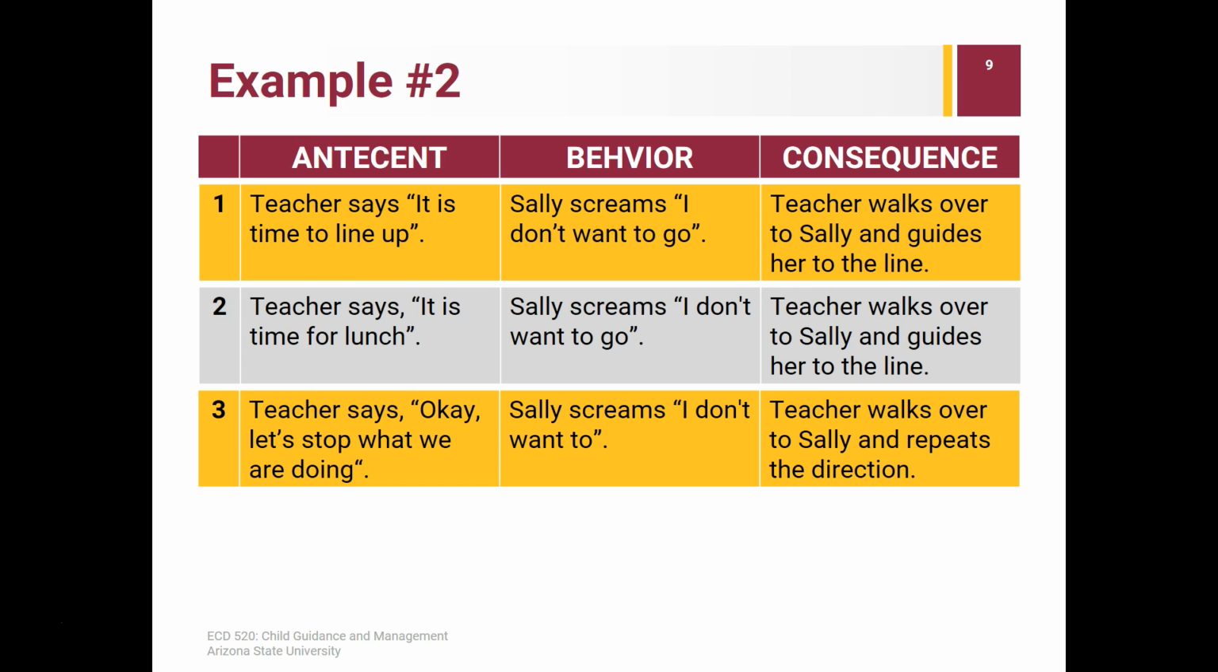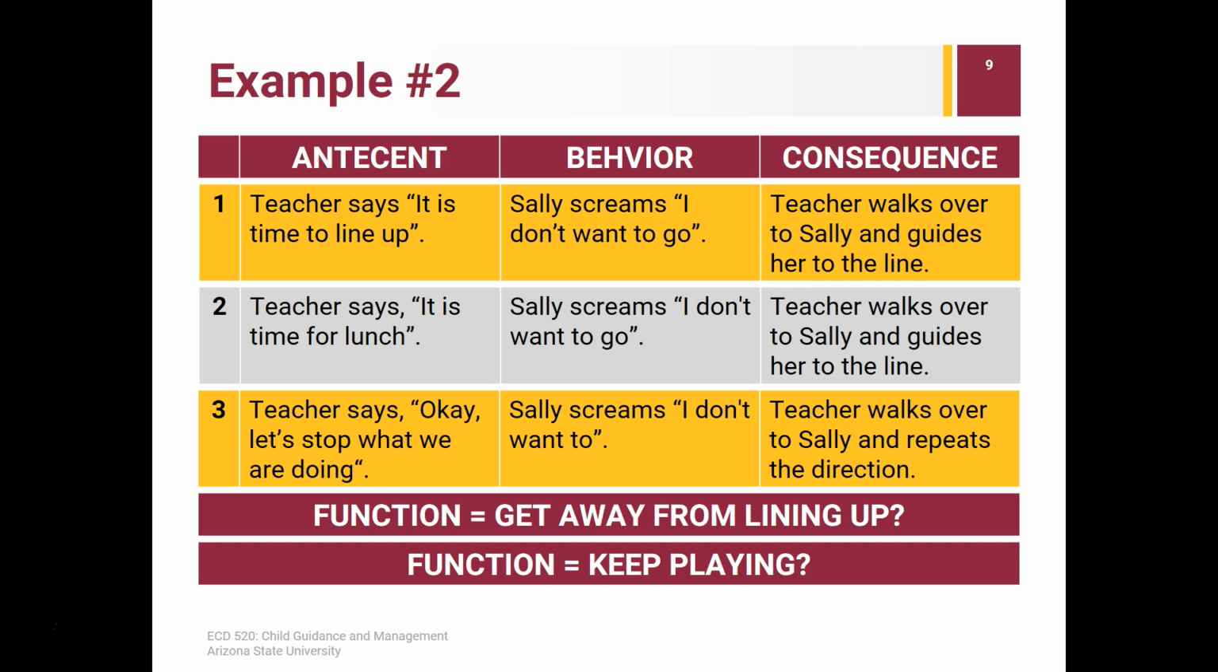Sometimes we do not have all the information we need to clearly decide the function of behavior just by completing the ABC chart. In this instance, the function of the behavior might be to get away from lining up and going somewhere. Or the function of the behavior might be to keep playing. This is why it can be important to look at the overall setting to determine the function of the behavior.